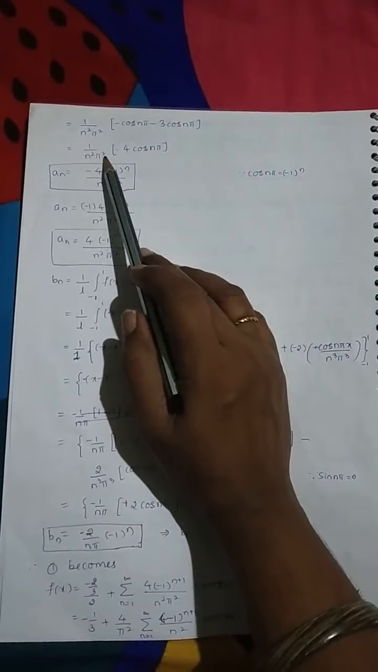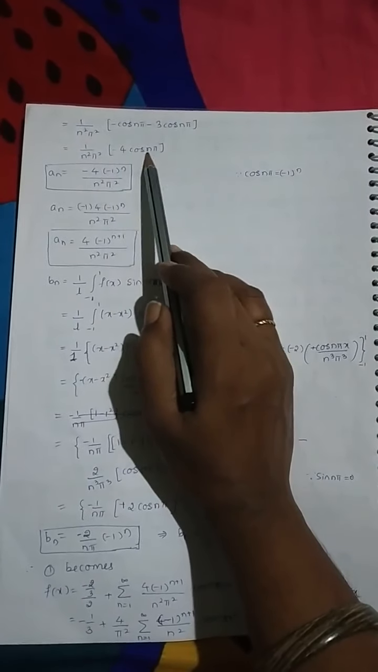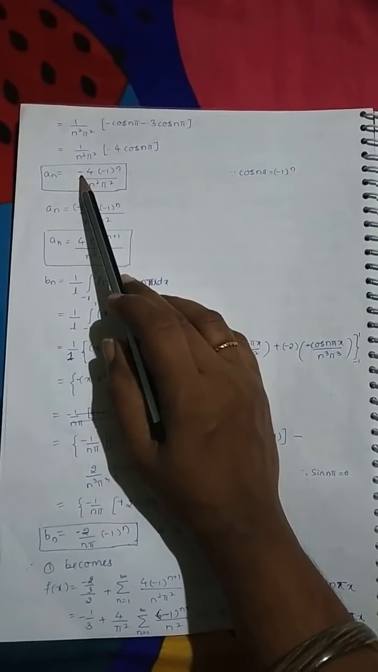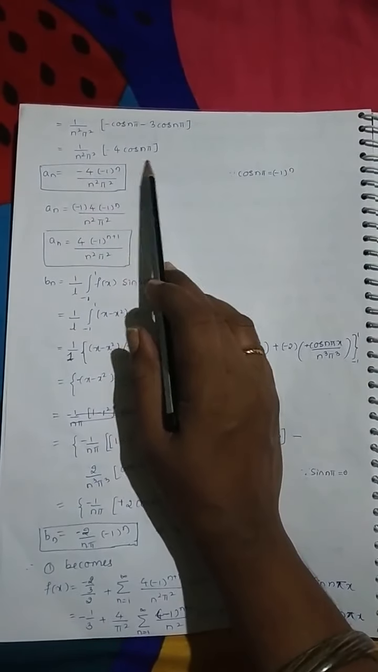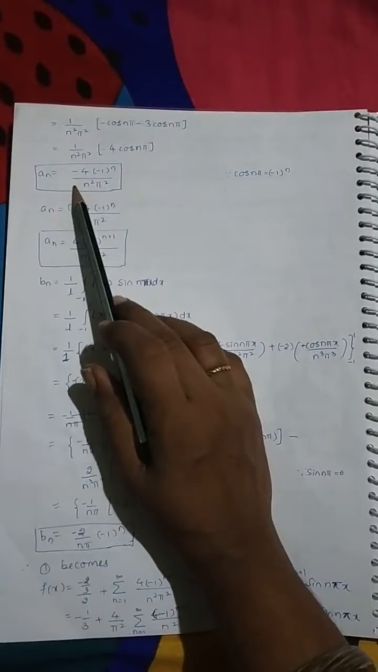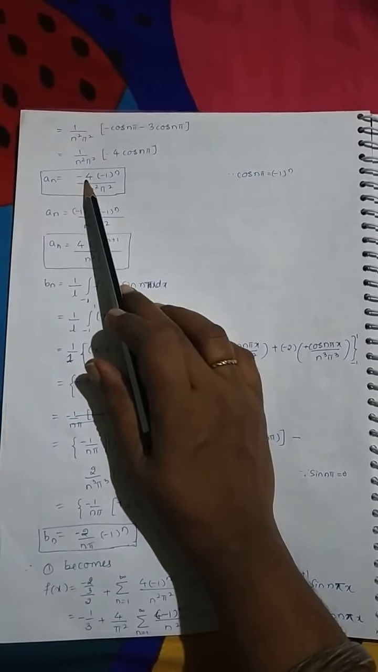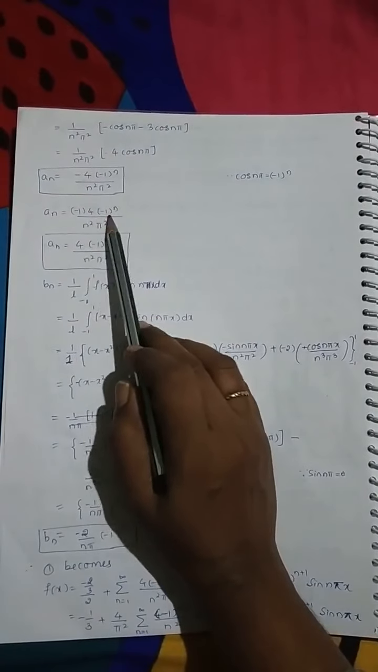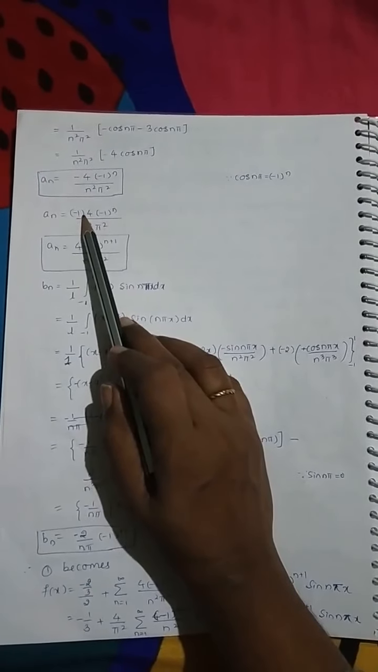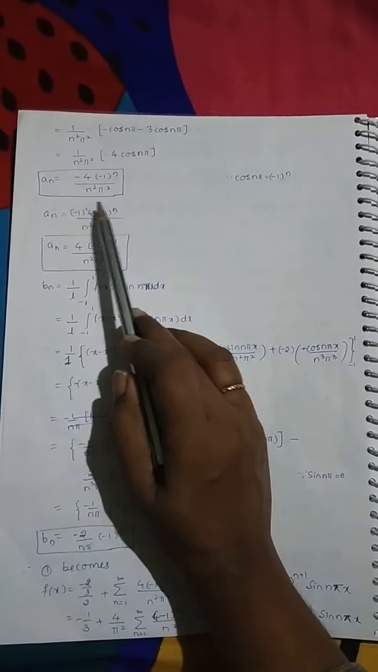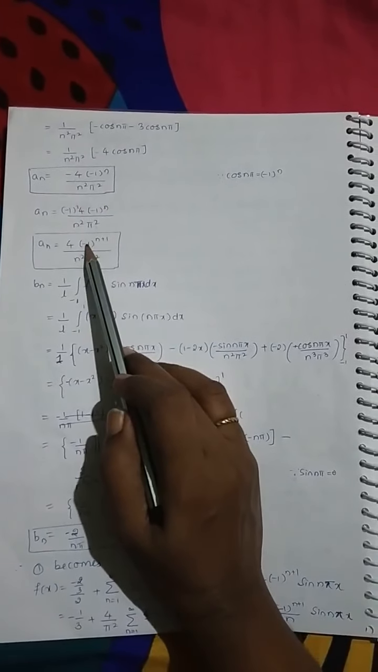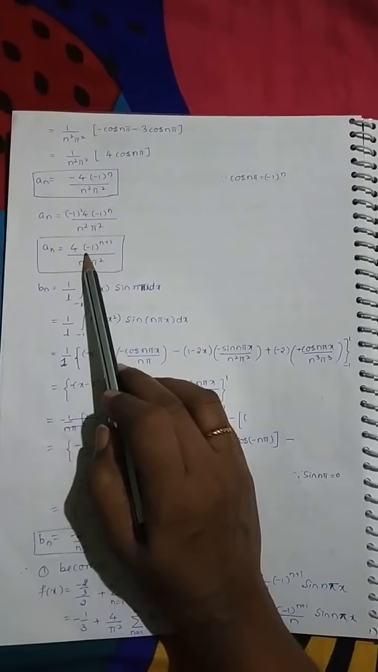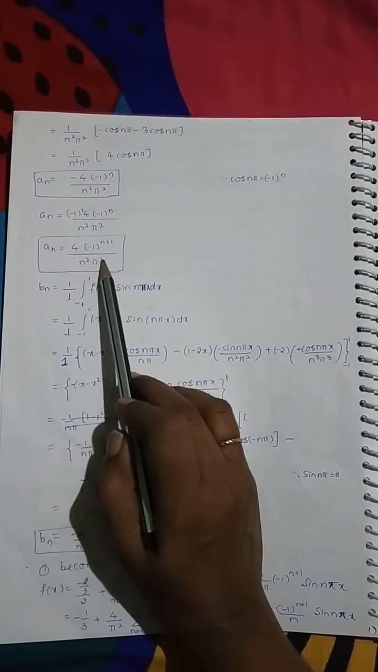That is 1 upon n square pi square into bracket minus cos 4 n pi. Next you can see here cos n pi is minus 1 raised to n. Minus 4 is there. Minus 4 is nothing but minus 1 into 4 and minus 1 raised to n upon n square pi square. Minus 1 means minus 1 raised to 1, minus 1 raised to n, that becomes minus 1 raised to n plus 1. That is an equals 4 into bracket minus 1 raised to n plus 1 upon n square pi square.